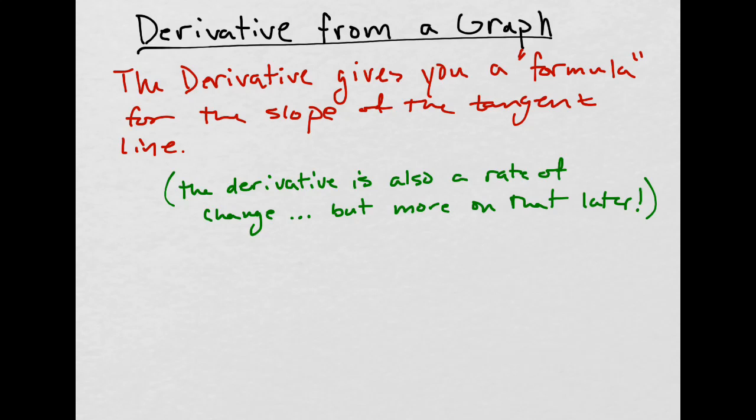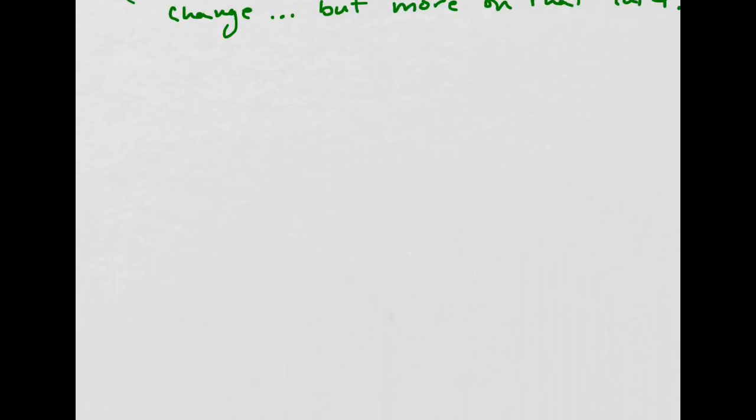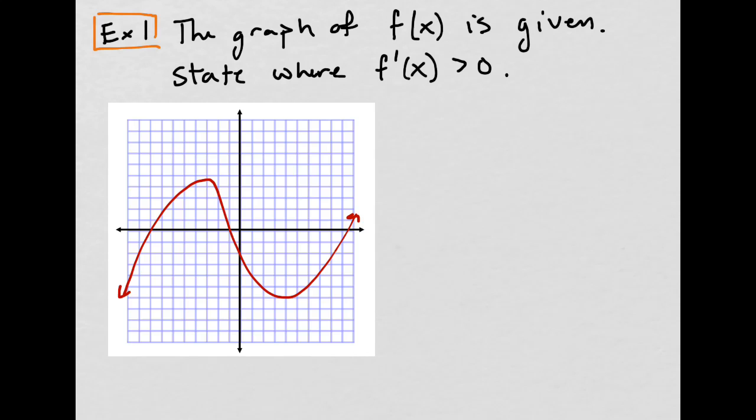What I want to do in this video is look at graphs and try and pick out some characteristics of the derivative based on a graph. Okay, so let's look at that. The graph of f of x is given. State where f prime is greater than 0.